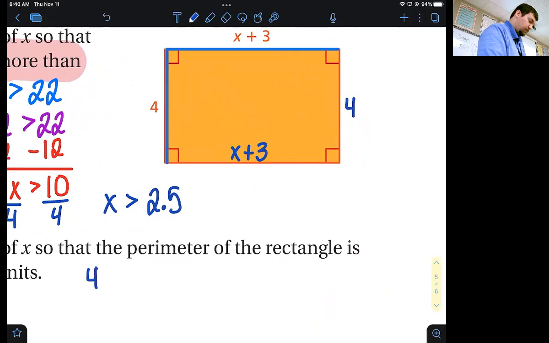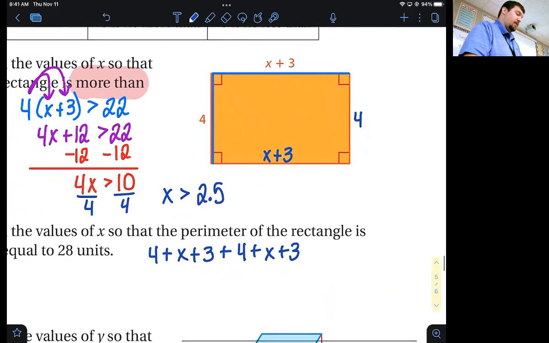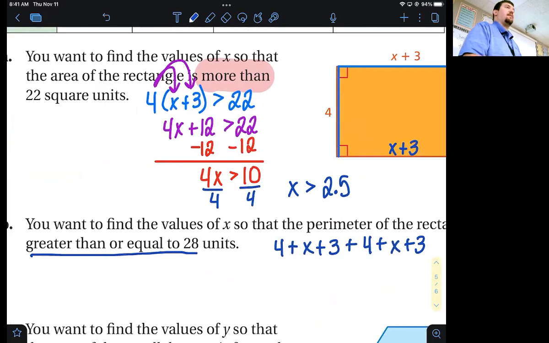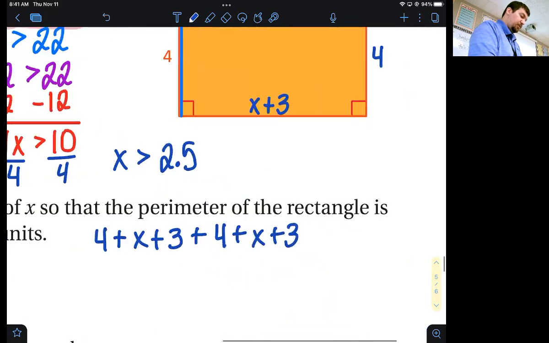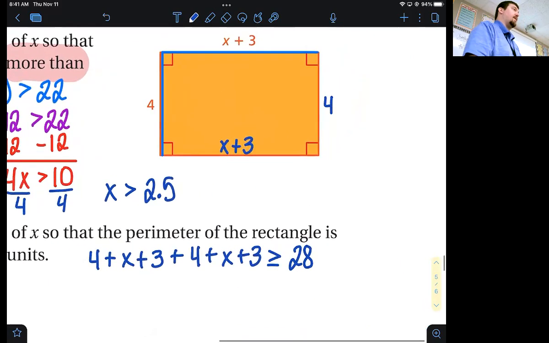4 plus x plus 3 plus 4 plus x plus 3. And I'm not going to put my x plus 3 in parentheses because I'm just adding them. I'm not multiplying. I did last time. That represents the perimeter, and I want the perimeter to be greater than or equal to 28. They couldn't have spelled it out any easier than that. It's the greater than or equal to symbol. 28. So that represents the perimeter of our rectangle being bigger than 28 or equal to 28.